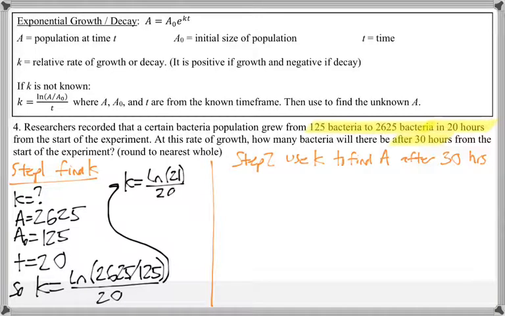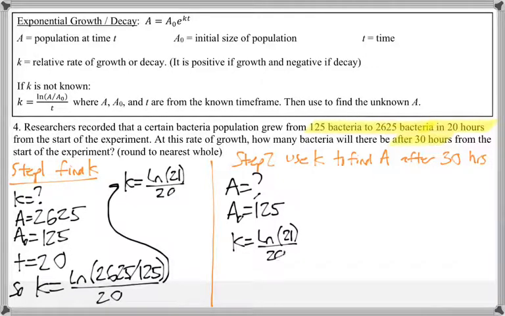So part 2, we know what K is. Now we need to use it to find A after the 30 hours. So I know my A0 is 125 because that's what we started out with. And K is equal to ln of 21 all over 20. And T is equal to 30.